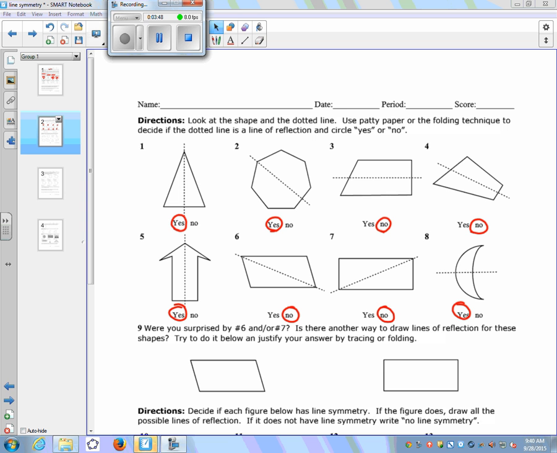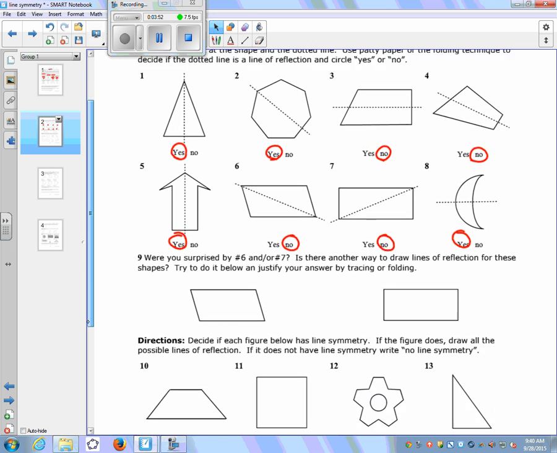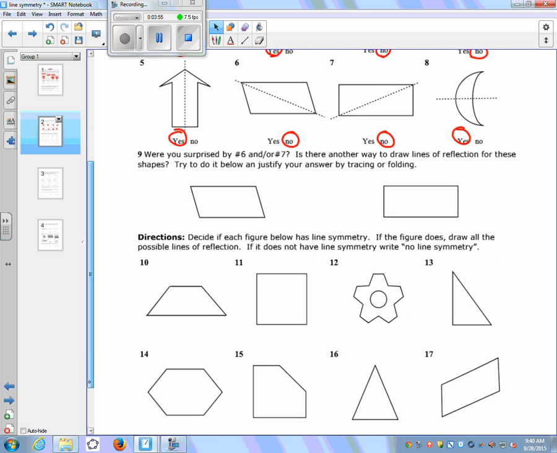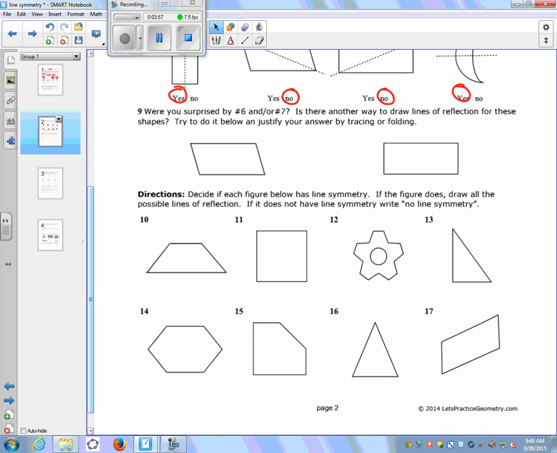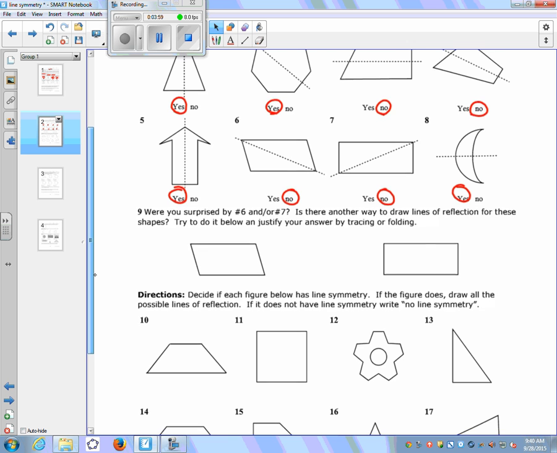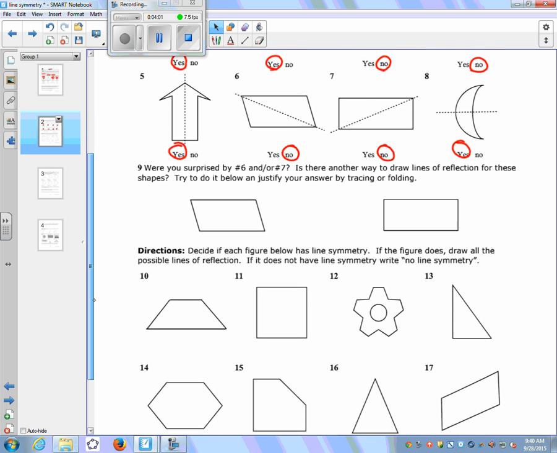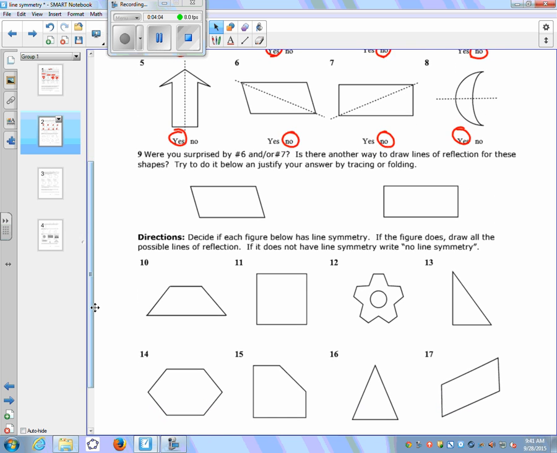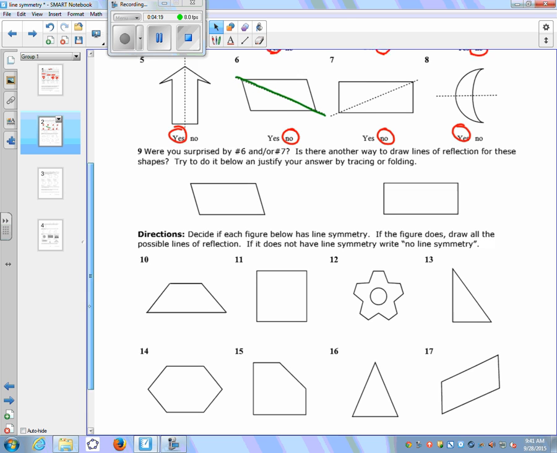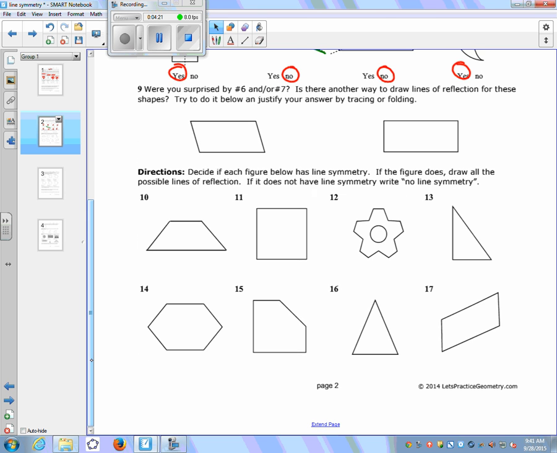Okay, so check your answers, see if you got those right. There's a few that were a little bit tricky, but not too bad there, right? Were you surprised by number 6 or number 7? Okay, remember that they have to fold onto themselves. So if you were tricked by those, maybe take your paper right now and fold along that line and see, hold it up to the light, and you can see how the two halves don't actually match up. Okay.